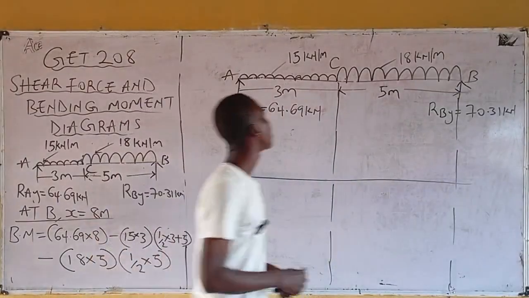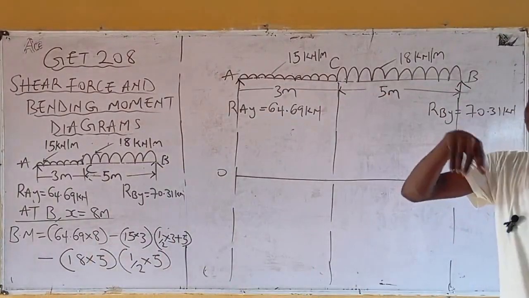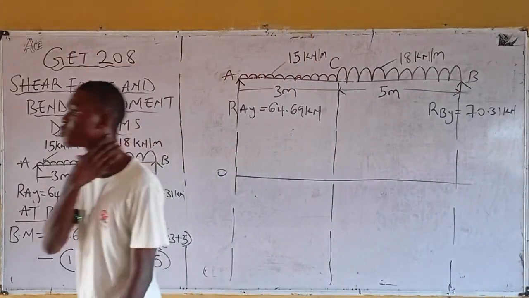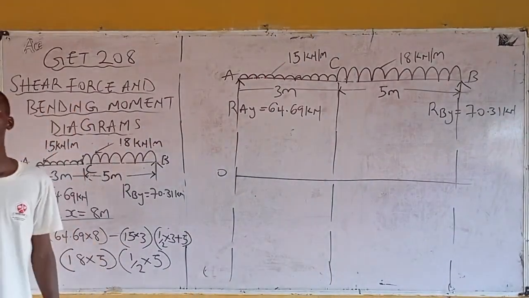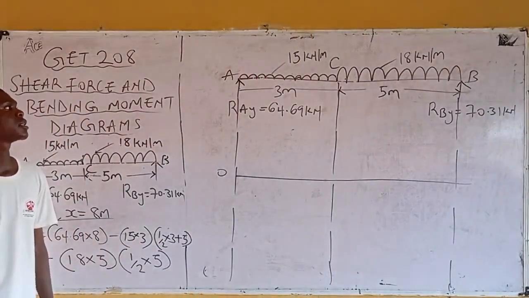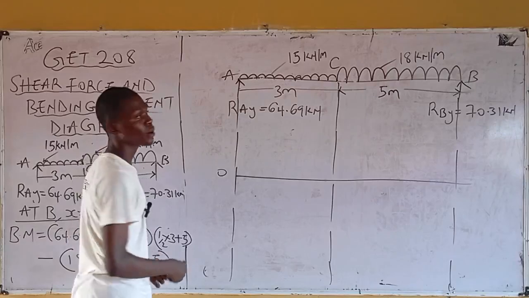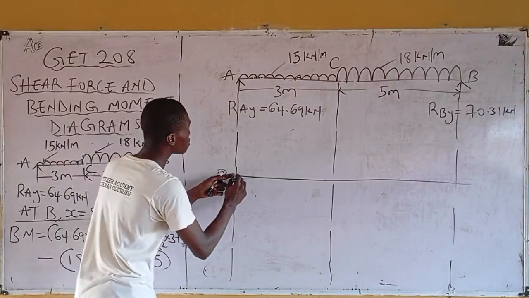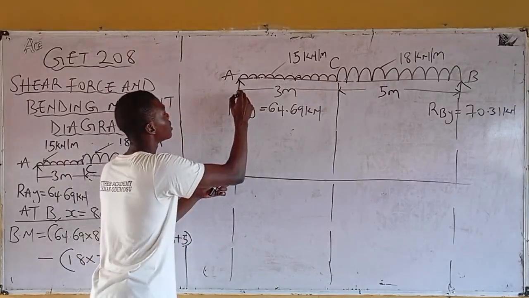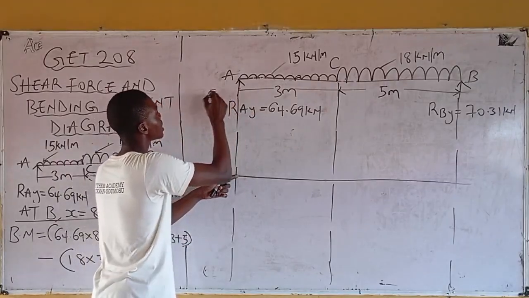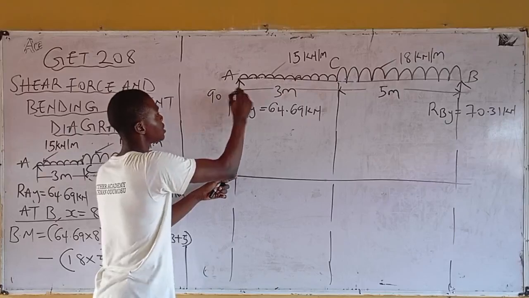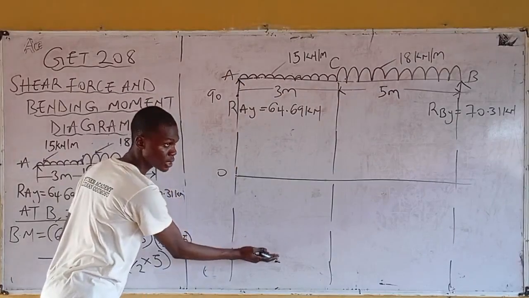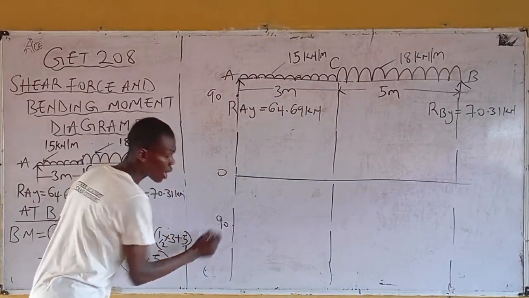Now, go back to the shear force calculation. What's the greatest value? 64.69. All right. Now from here, let's plot our graph. Let's say from here, this is 0, right? Let's say this is 90. This is the positive region, this is the negative region, right? I'm also having 90 downward, right?